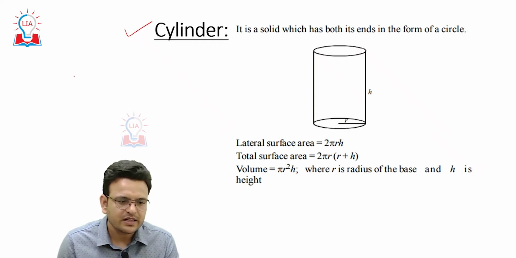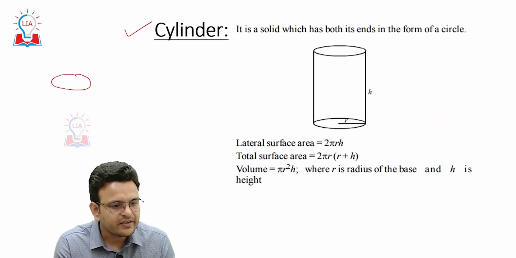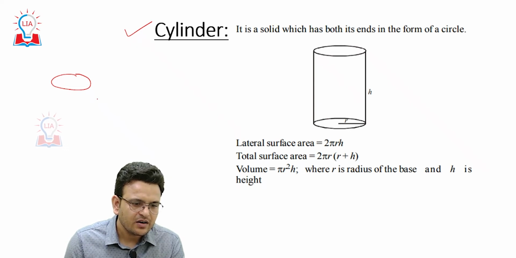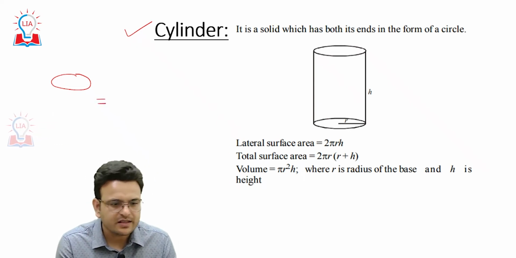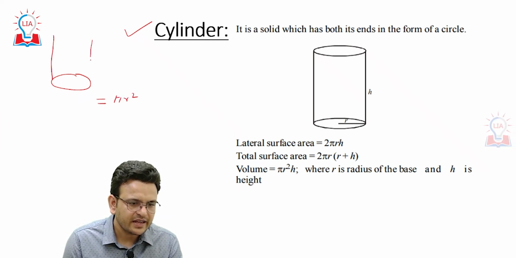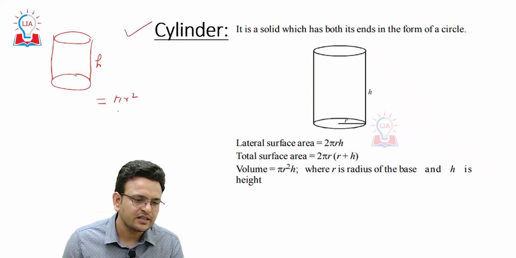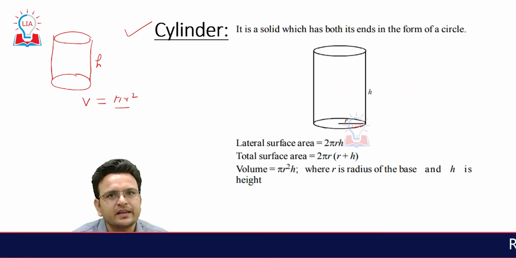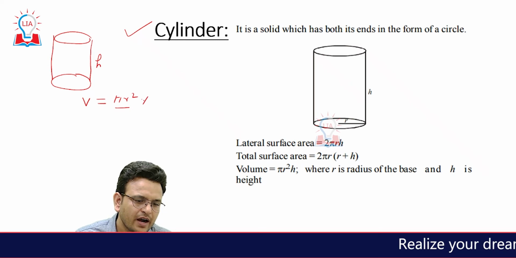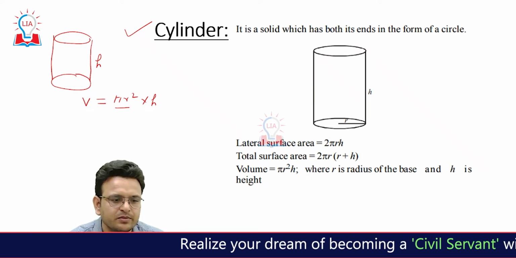So when we talk about the cylinder, we know that the base of the cylinder is a circle, and the area of the circle is pi r square. Clear? Then this cylinder has a height of h meter. When we have to calculate the volume of the cylinder, it will be the area of the base, that is pi r square, into height. So the volume of the cylinder becomes pi r square h. That you have to remember.